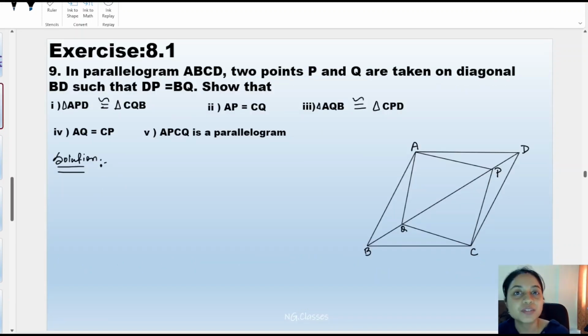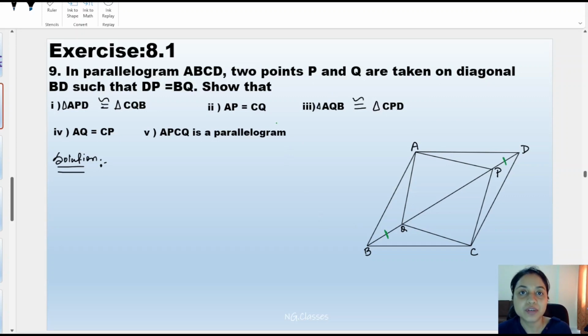Now let's solve one question from the exercise. So our question says, in a parallelogram ABCD, here we are having the figure as well, 2 points P and Q are taken on diagonal BD such that DP is equal to BQ. So here DP is equal to BQ, which is already given in the question. Show that triangle APD is congruent with triangle CQB.